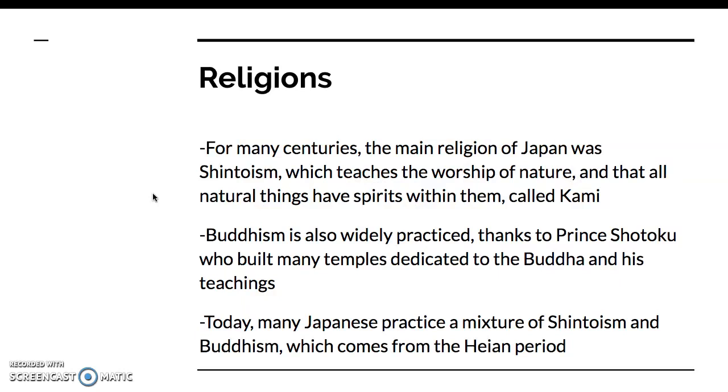Religions. For many centuries, the main religion of Japan was Shintoism. It's a form of nature worship. All natural things have spirits within them called kami. The rock has a spirit, the waterfall has a spirit, the wind has a spirit, so on and so forth.